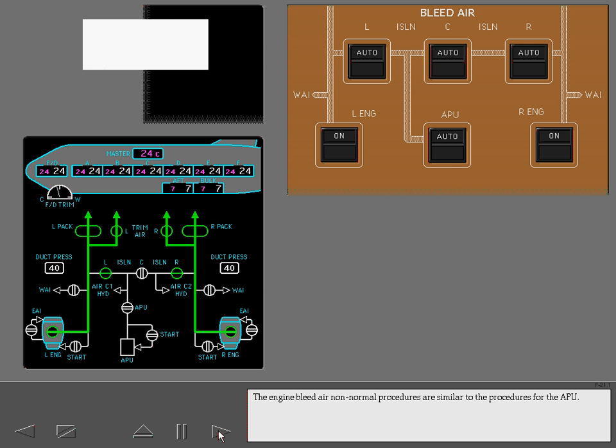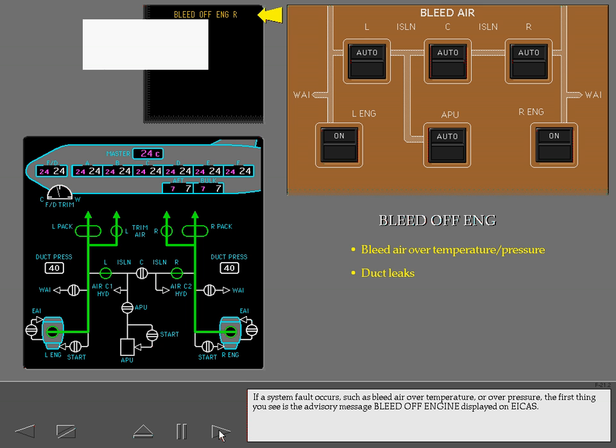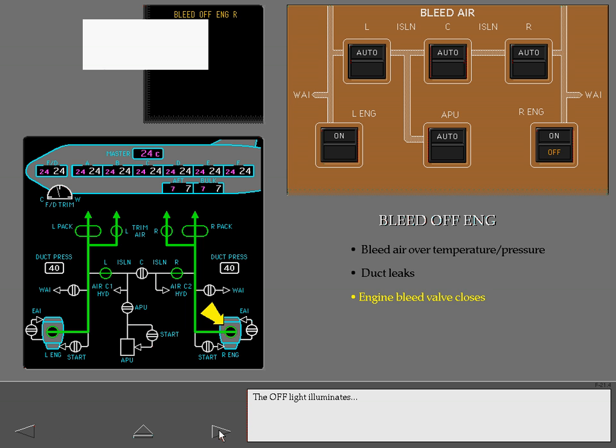The engine bleed air non-normal procedures are similar to the procedures for the APU. If a system fault occurs, such as bleed air over temperature or over pressure, the first thing you see is the advisory message, bleed off engine displayed on EICAS. The off light illuminates, and the engine bleed valve closes. Again, crew action is not required.